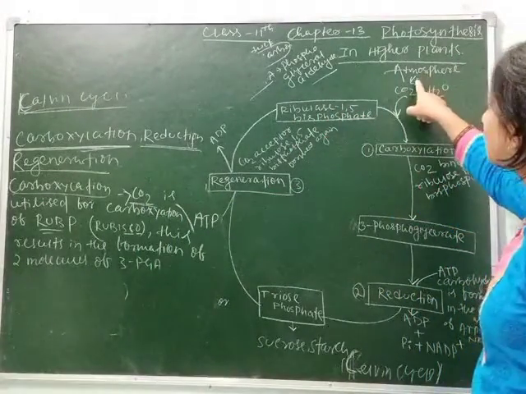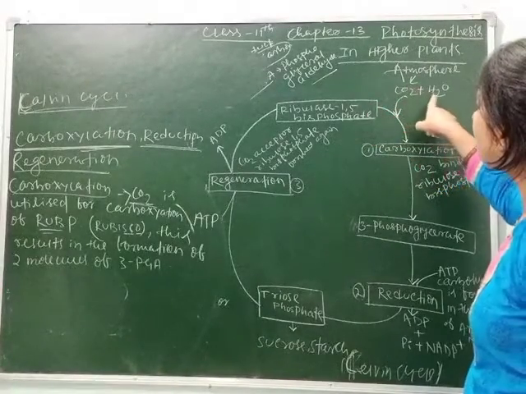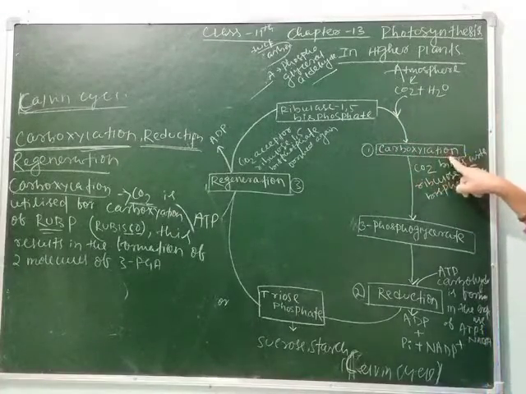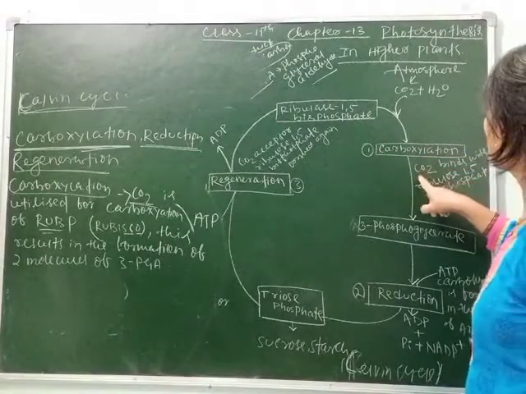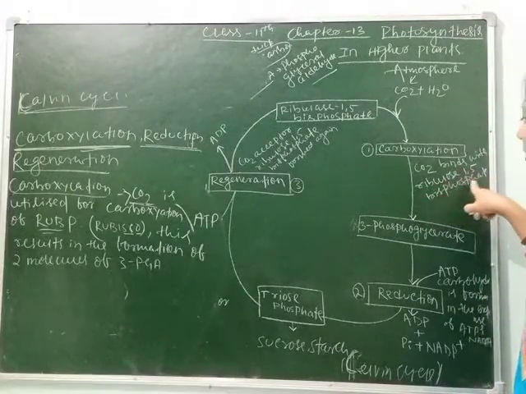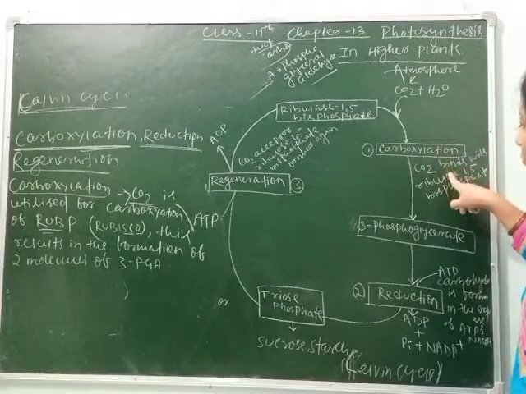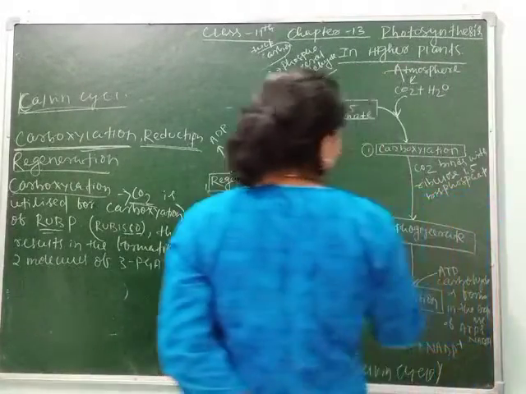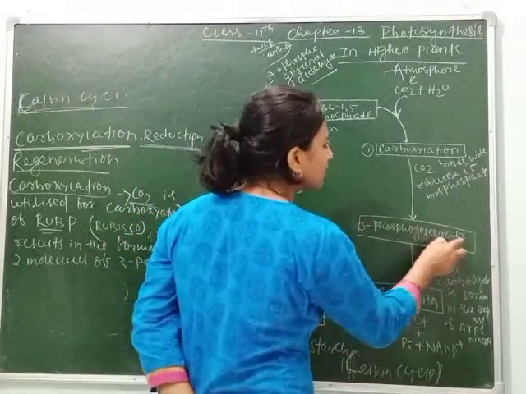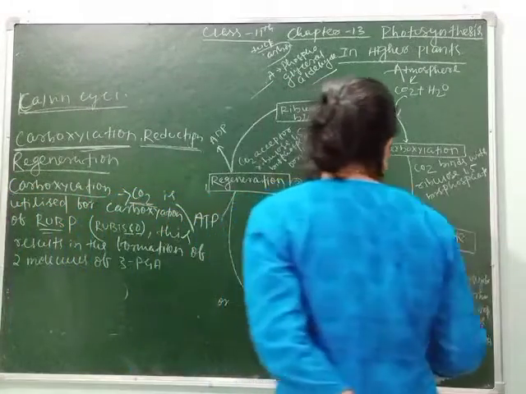Clear? Here the atmospheric carbon dioxide is used along with water, and the carboxylation process takes place. During this process carbon dioxide binds with ribulose 1,5-bisphosphate, and the enzyme utilized is RuBisCO. It forms 3-phosphoglycerate, meaning 2 molecules of 3-phosphoglycerate are formed.